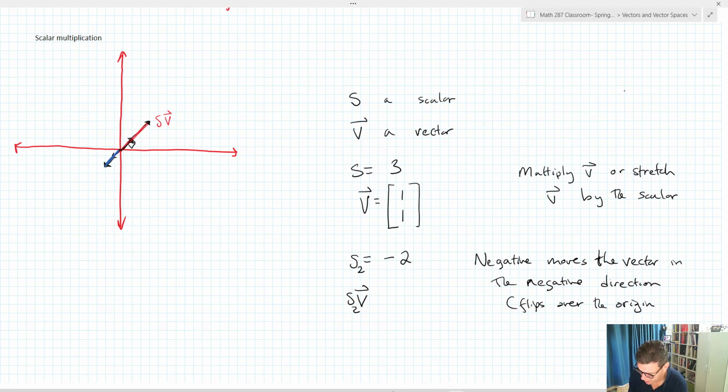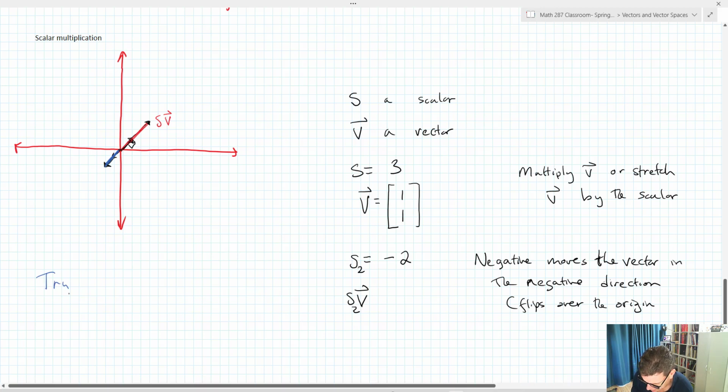So let's have you try this. Okay, we're going to try this, and what we're going to try is, we'll let s equal -5, okay, and we'll have another scalar t equal to +3. Or how about +5? Okay. And then we're going to let v equal to 1.